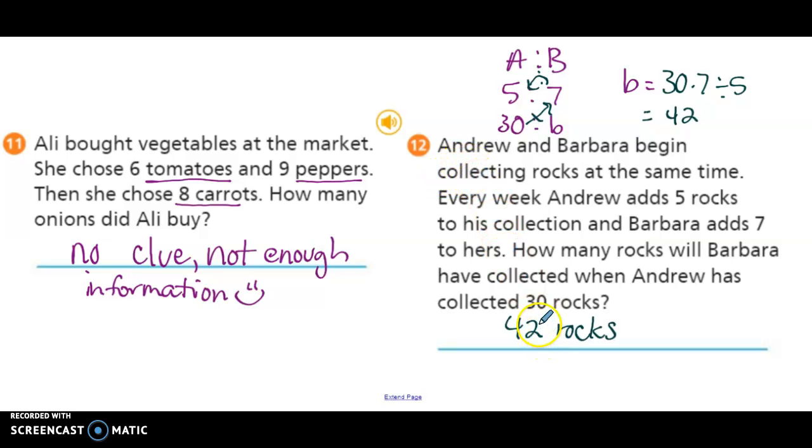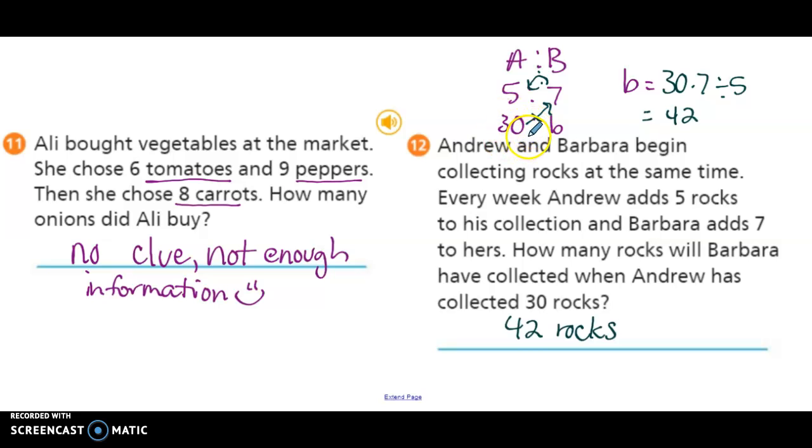Here we do have a rate situation. This is not a rate situation. Andrew and Barbara began collecting rocks at the same time. Andrew adds 5 rocks to his collection at the rate Barbara adds 7 to hers. How many rocks will Barbara have collected when Andrew has 30 rocks? So here's Andrew's collecting to Barbara's, and you can abbreviate in your work. When Andrew has 5, Barbara has 7. That's why they're in the same row.